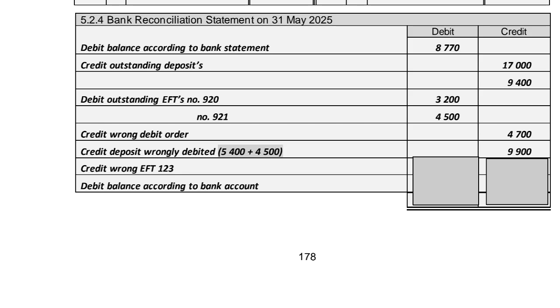Credit wrong EFT 123. If we go to 4M, the bank debited an unusual EFT 123 for 1,400 Rand against the business's account. This EFT was drawn by SOP Stores and incorrectly debited against Sophia Stores account. So we're going to credit the entry to correct it. So credit wrong EFT 123 with 1,400 Rand.